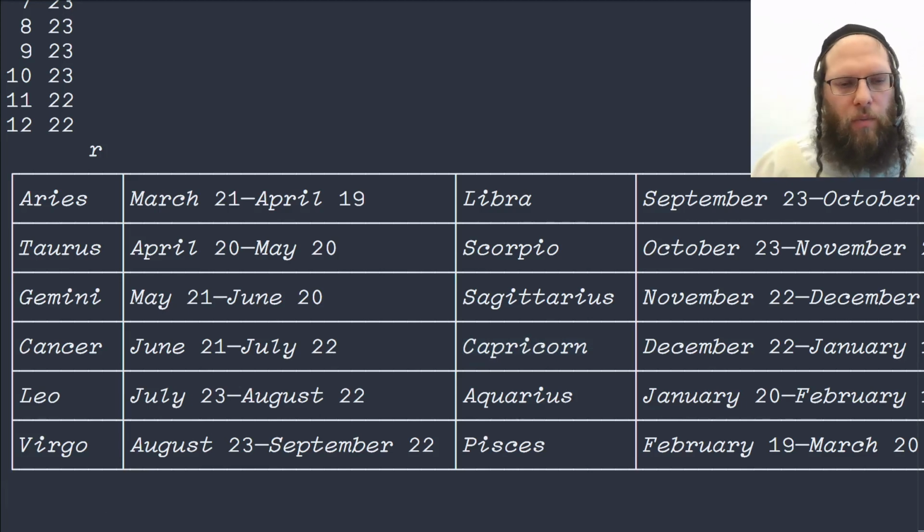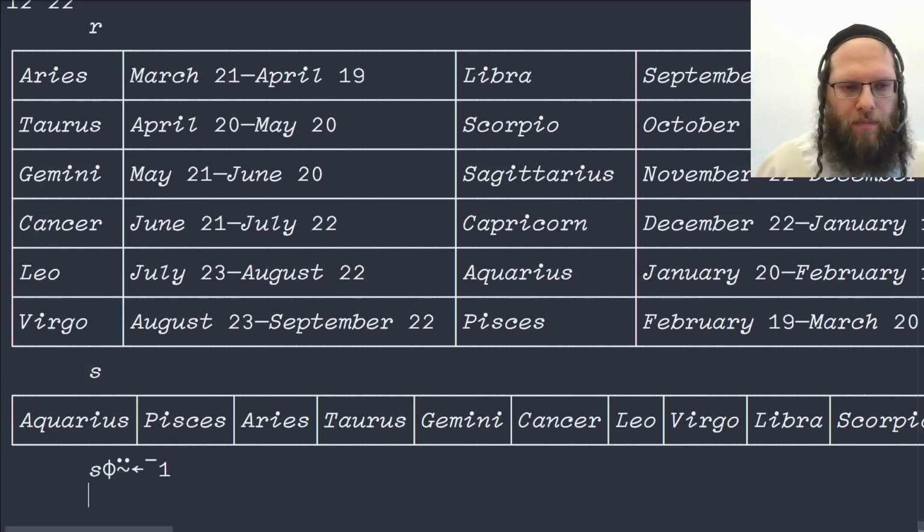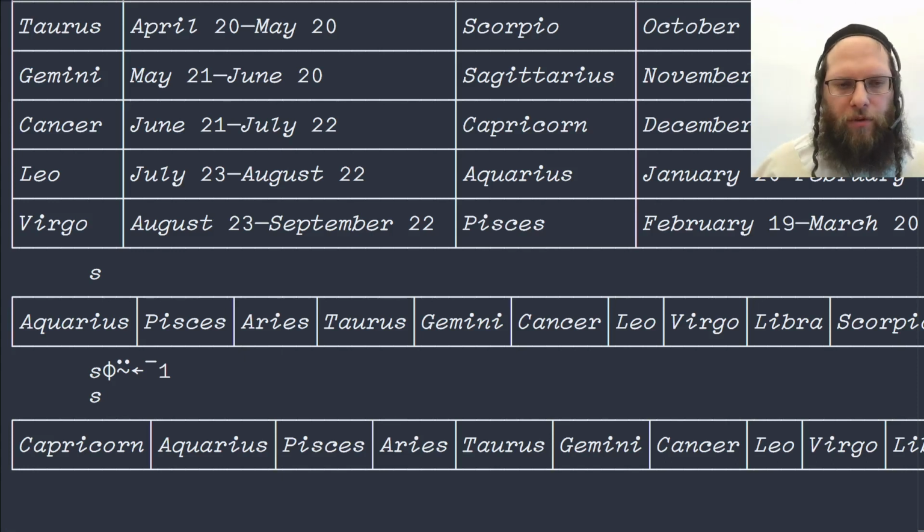And currently we have the signs arranged with Aquarius first. But we can do the same kind of syntax as before. We do a rotation, but rotate takes the amount on the left and the data on the right, so we need to commute or swap the arguments. -1 step. Now we have Capricorn first.